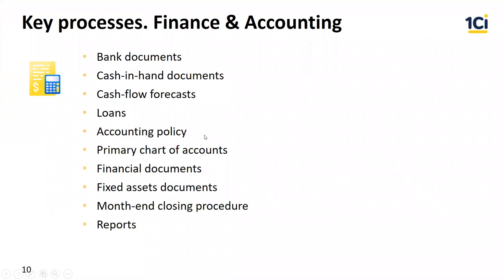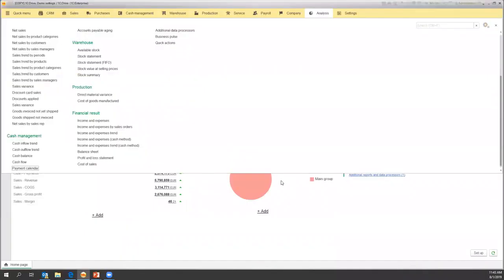So the final functionality we'll cover today is accounting, and it will start with accounting policy. We'll discuss primary charts of accounts, financial documents, fixed assets, and month-end closing procedure.